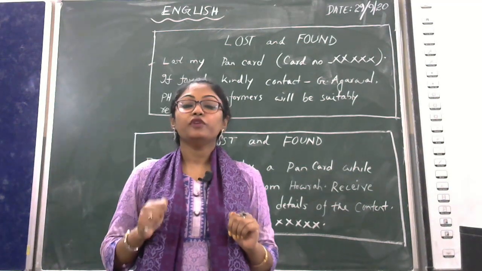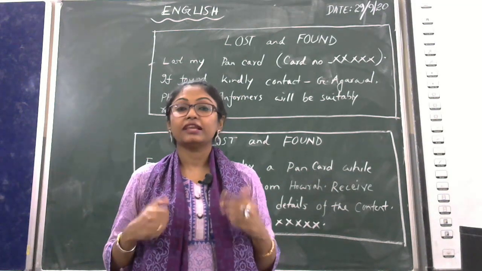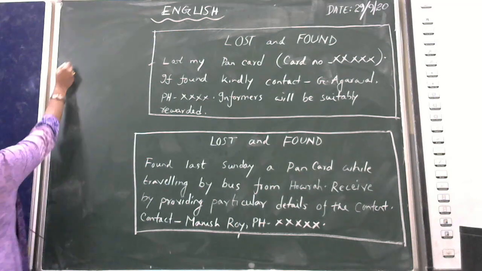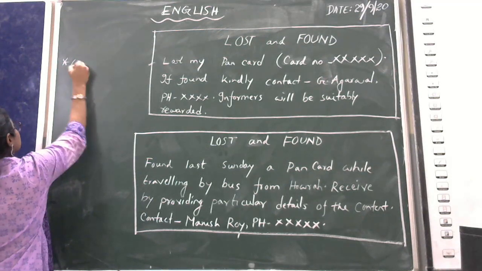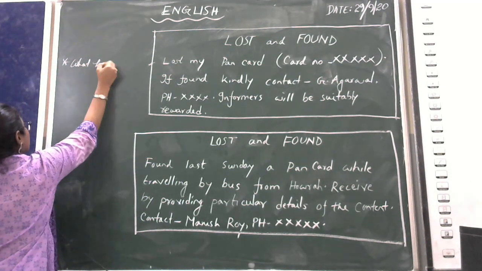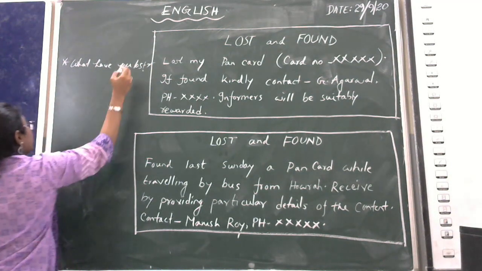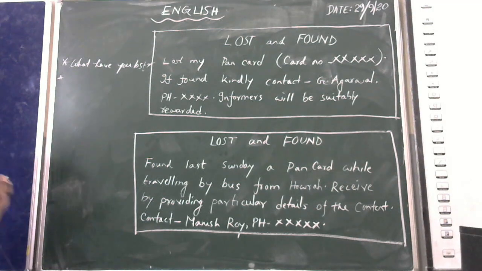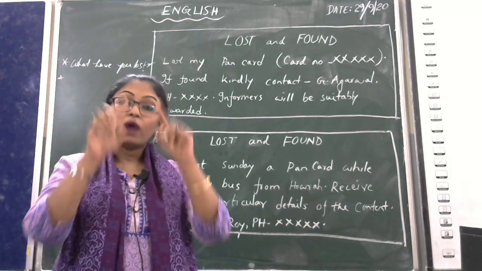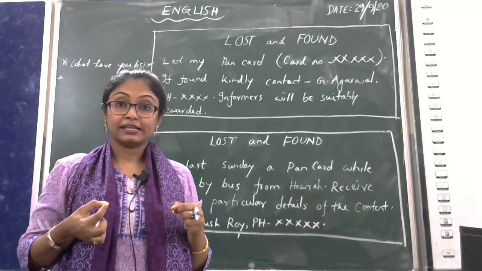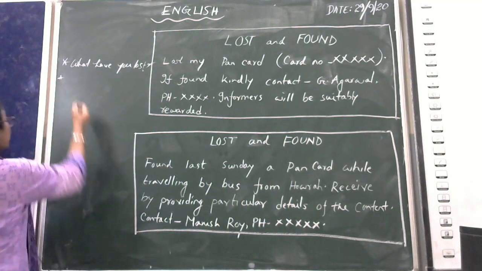Suppose you have lost your PAN card. The first thing, the first question you have to answer, is what have you lost? So what is the thing you have lost? Now what is the second one? The thing you have lost, what are the particular details? Because we have to tell that this thing belongs to you. So the details of the thing.